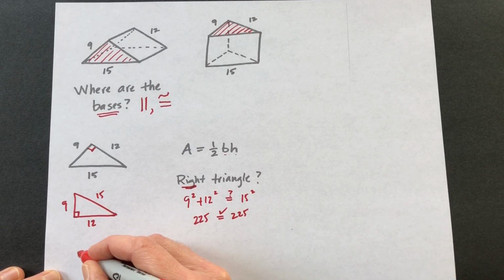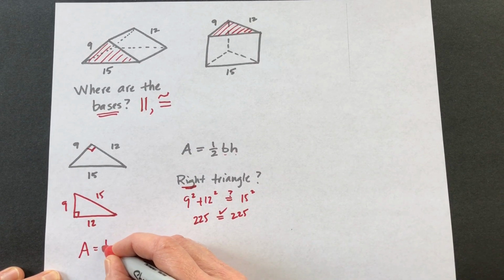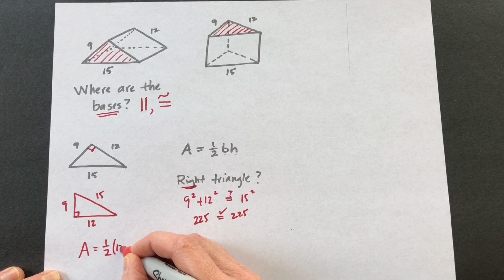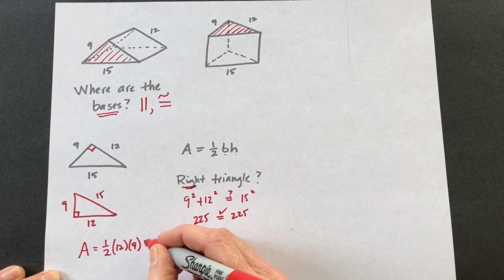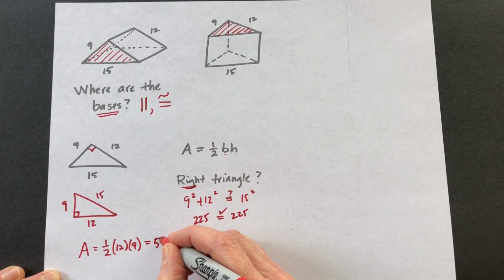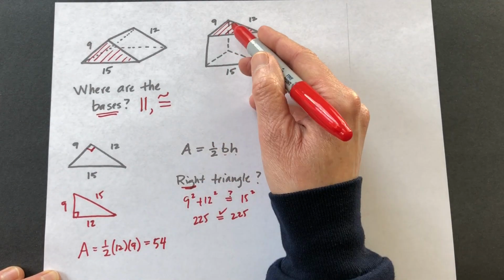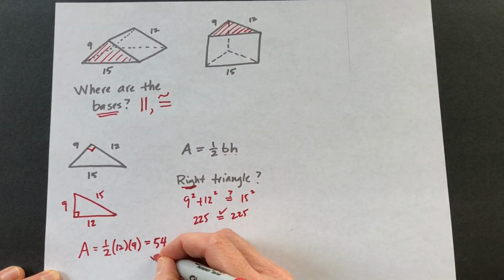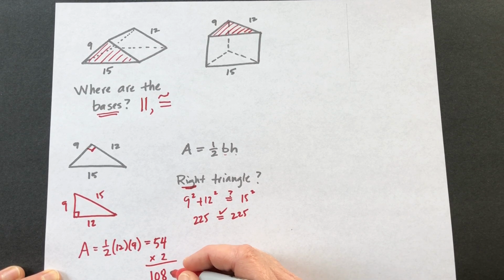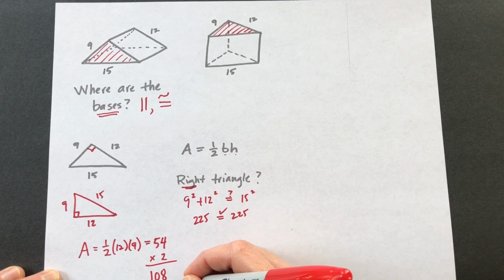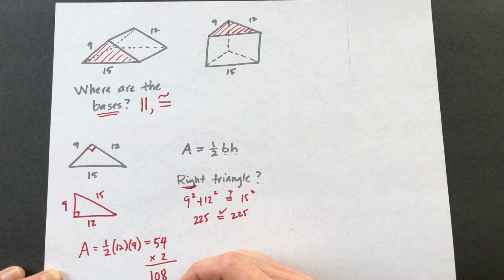And let's go on and figure out that area. So I've got an area of 1/2 times the base of 12 and the height of 9. That gives me 54. And remember, there's a top and a bottom, so let's multiply that by 2. And so we get an area of 108. And I guess I didn't put units here. They would be square units. 108 for both of those bases.